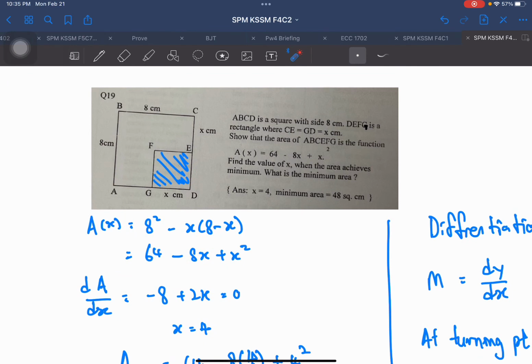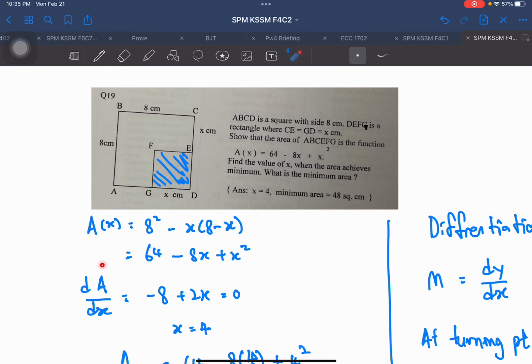So you know that the area of the non-shaded area is the square minus the shaded area. So what is the area of the square? 8 squared. So what is the area of the shaded region? Rectangle, side times side, right? So what is this side? 8 minus x times x. So you got this. So this is proven.